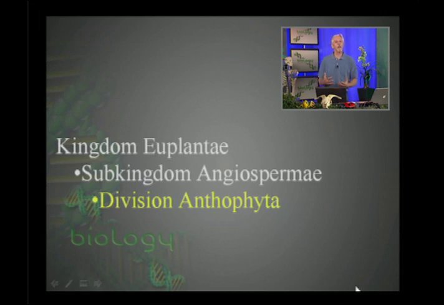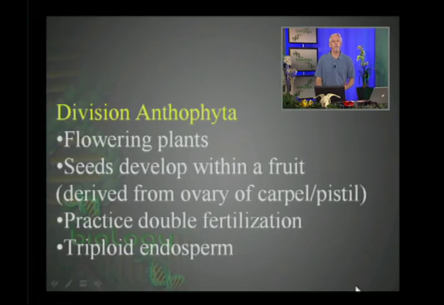So these are the most advanced of the plants, most recently evolved, and the most successful group of plants. And most of the plants that we eat are flowering plants, or the products of flowering plants. So we're going to see some similarities to the life cycles we talked about already, but in looking at general characteristics, again, the division Anthophyta would be the flowering plants.